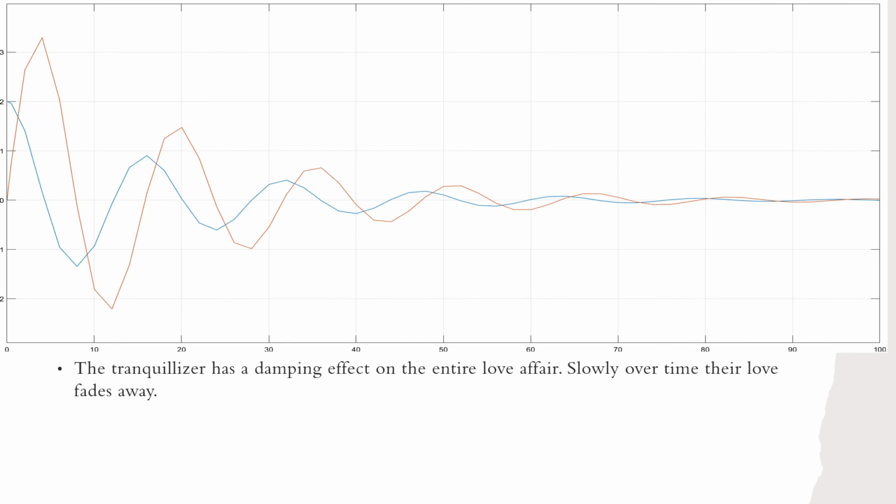In the graph, we can see that the tranquilizer has a damping effect on the entire love affair, showing that at the end, both lines intertwine, and slowly over time their love fades away.